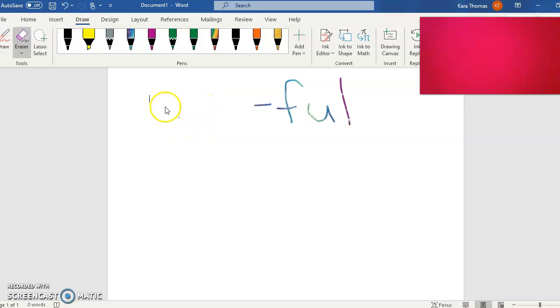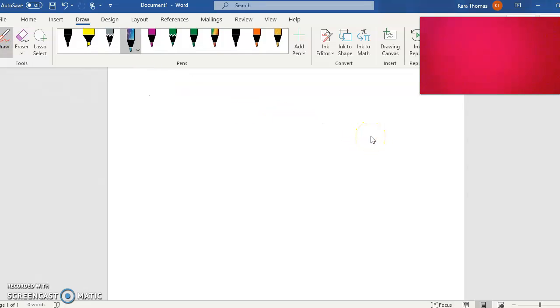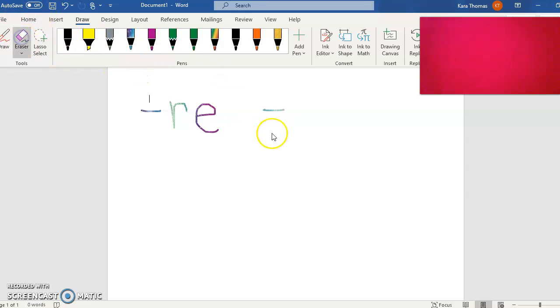Now a suffix goes on the end of a word. A prefix goes at the beginning of a word. We are going to practice these prefixes, and we have learned about these before, so this will probably be a little bit of a review for you.